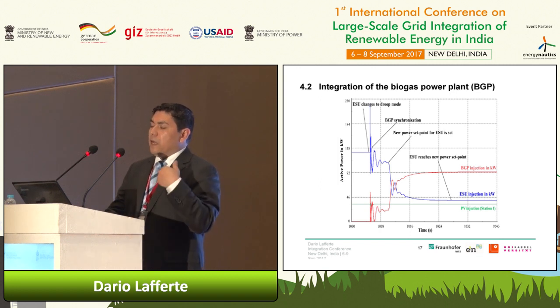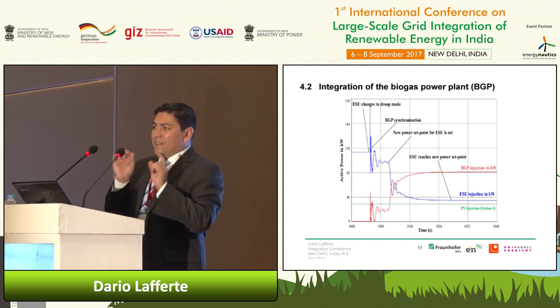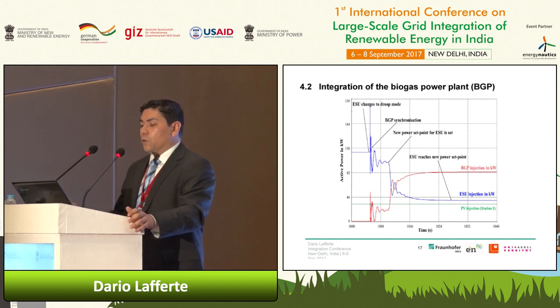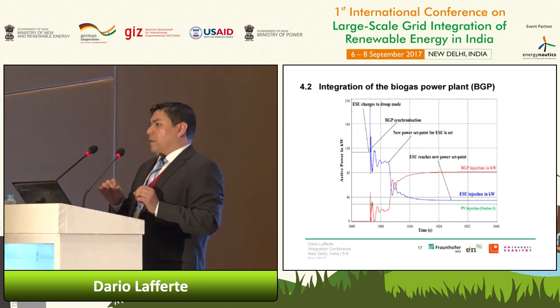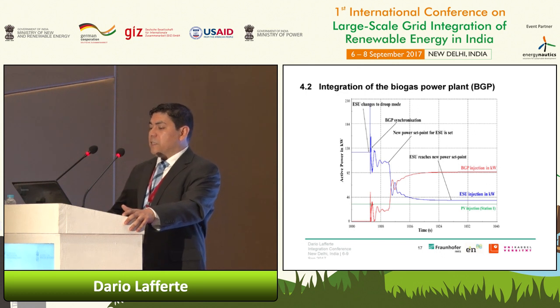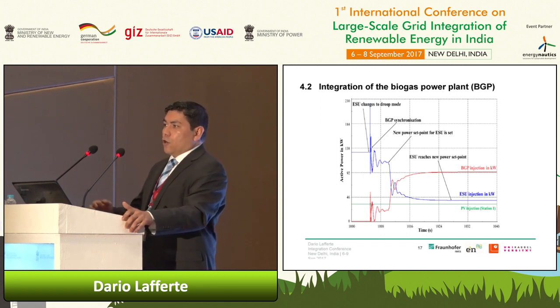In blue, we have the active power injection of the ESU. We change the frequency control mode from isochronous to droop control mode. After that, we synchronize the biogas power plant. On this plant, it takes over the frequency control of the entire grid. After stabilization, we set a new power set point for the ESU in order to save fuel, and the BGP compensates the active power injection.